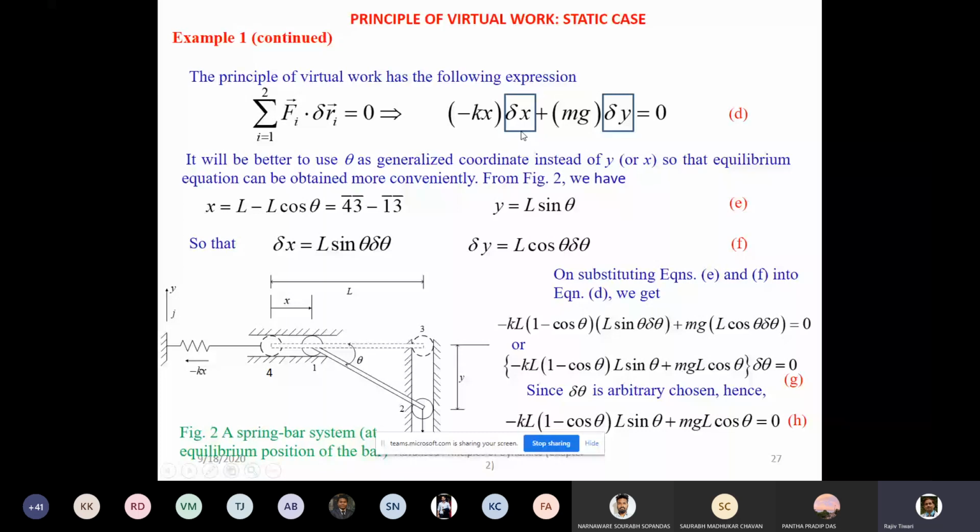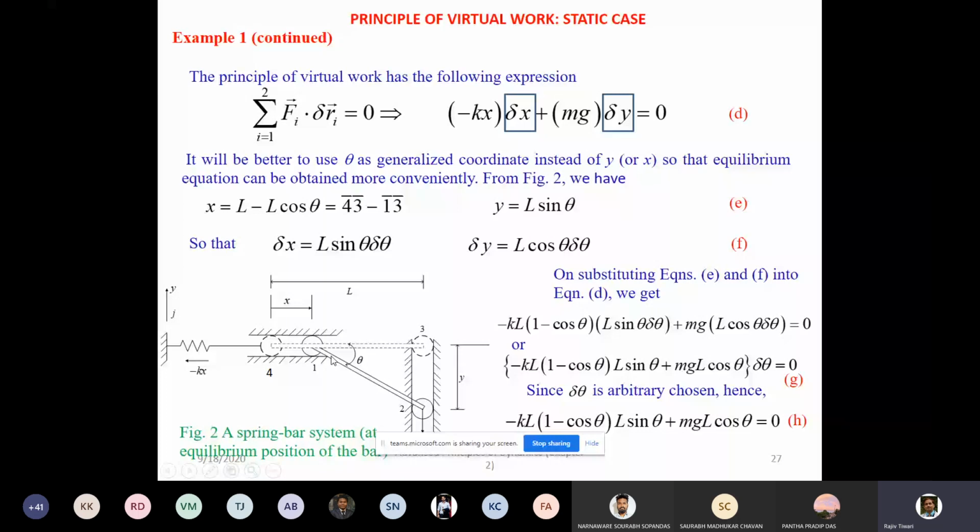So now I'm relating the x and y with theta with geometry, and then we find out the variation of the theta. So now you can see x is nothing but total length minus L cos theta. Okay. Similarly, y is nothing but L sin theta. So we have geometrical relationship between these coordinates.